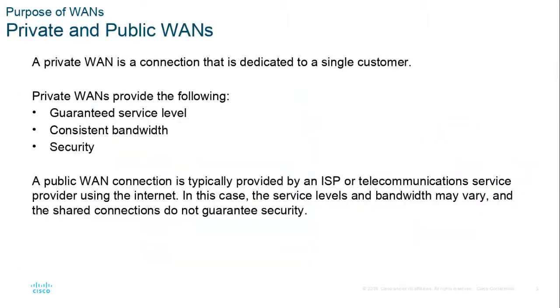So a private WAN is a connection for a single customer. A legacy, traditional example of this would be a private T1 line between the home office and the branch office. No one else is using that line. So we get guaranteed bandwidth because no one else is sharing our bandwidth. We get our security because no one else can tap on our data. We have a guaranteed service level. The phone companies will actually give you a guarantee that it will be available, like 99.999% of the time.